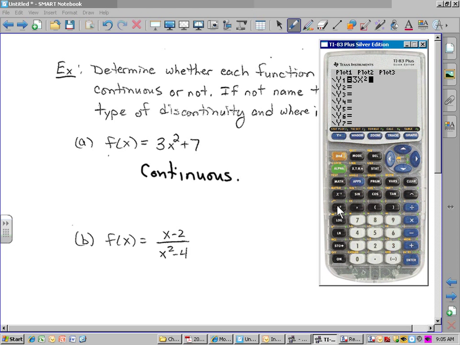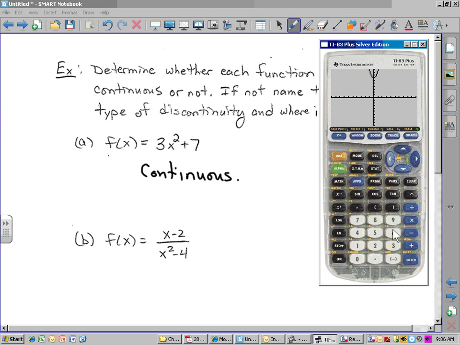(3x squared plus 7). Now, we just took a test on transformations. We know what the basic graph of x squared looks like. It's a parabola, minimum at the origin. The 3 is going to cause a vertical stretch or vertical expansion by 3. The 7 is going to move it up 7. So it should be moved up 7 from the origin and stretched vertically.